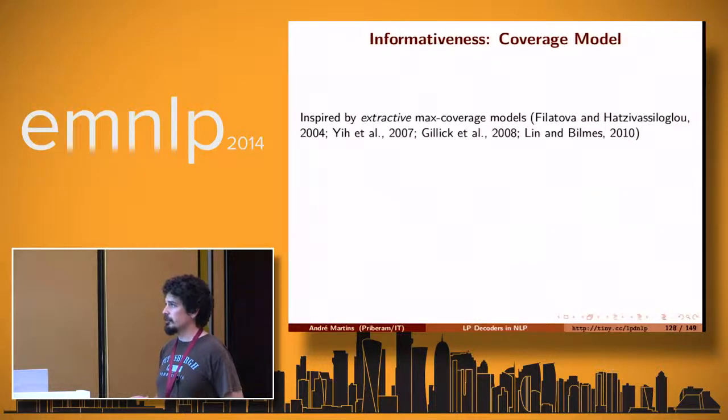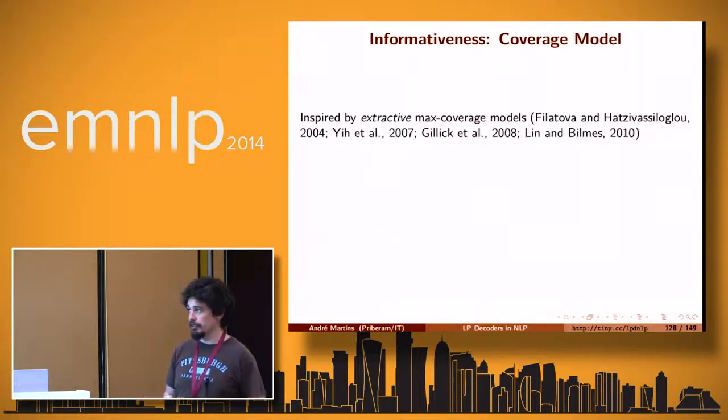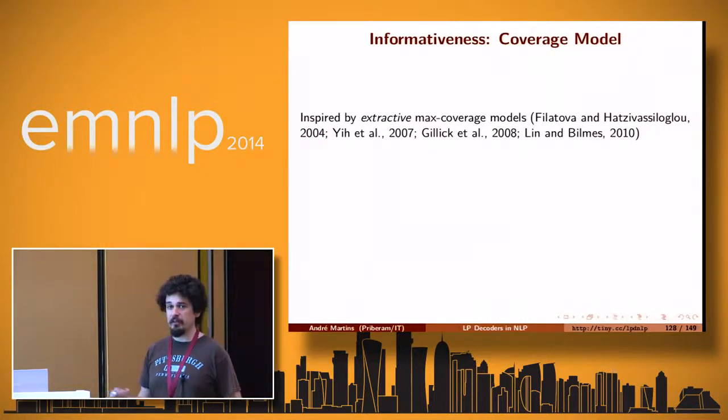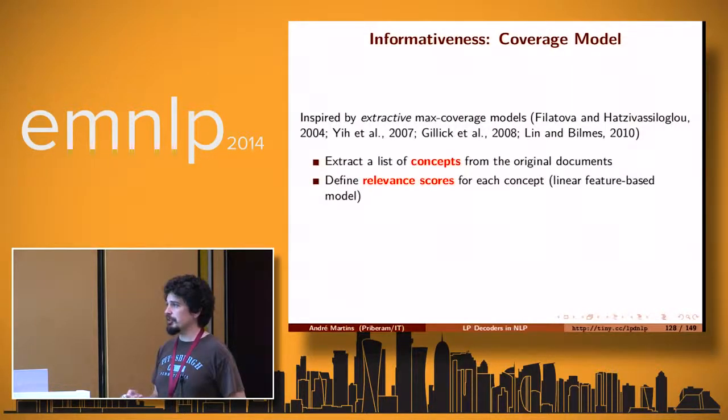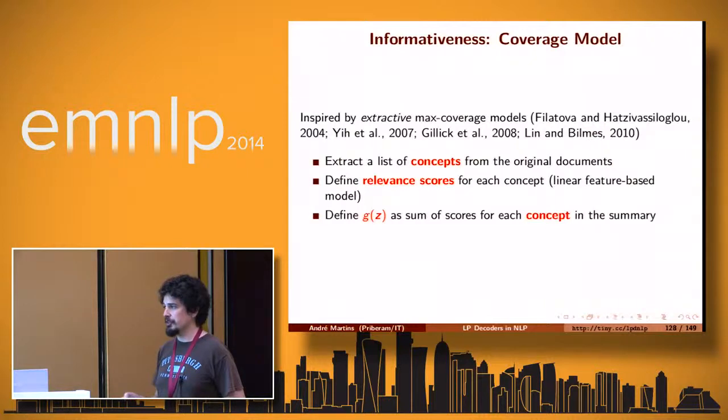All right, so for informativeness, we are going to use an approach that attempts to maximize coverage. This is inspired by prior work in extractive summarization. So we're going to extract a list of concepts from the original documents, and we're going to define a relevance score for each concept, and we're going to define our informativeness score as a sum of scores for each concept.